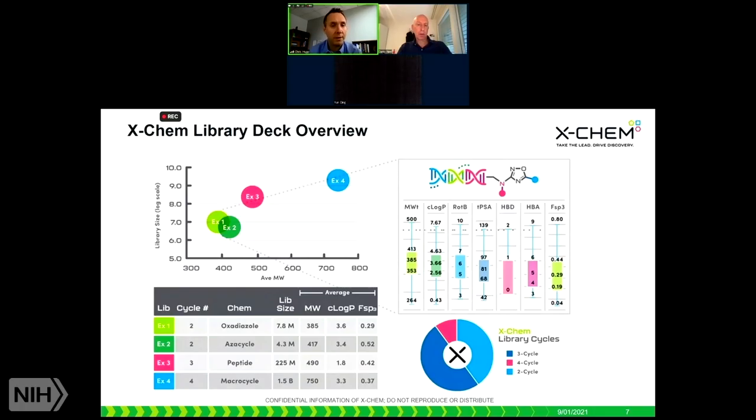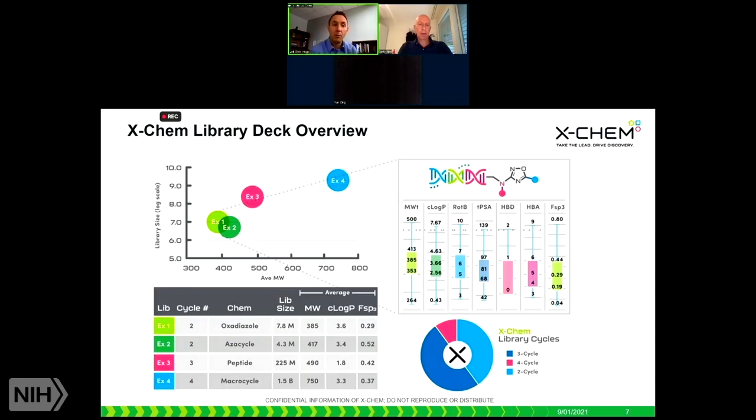This is an overview of our library deck. If you look on the left-hand side, there are a few charts there, and it gives a couple of examples of libraries that we have in our collection. We make libraries that have 2 cycles of chemistry, 3 cycles, and 4 cycles of chemistry as well. As you get into libraries with 4 cycles of chemistry, such as example 4 in the blue circle here, you can get quite impressive numbers as far as library size. You're talking about into the billions of theoretical compounds in your library.